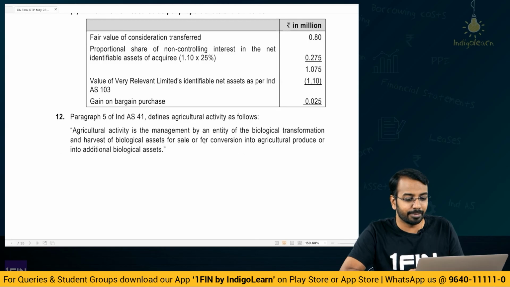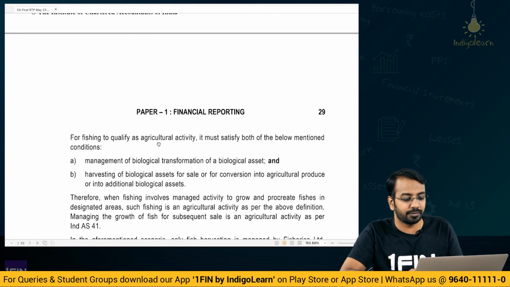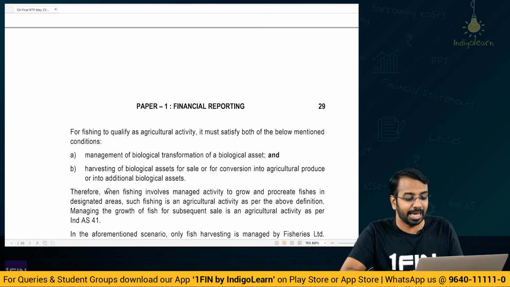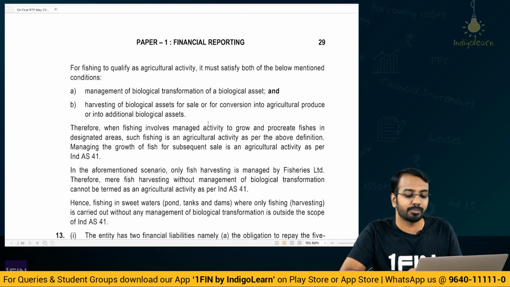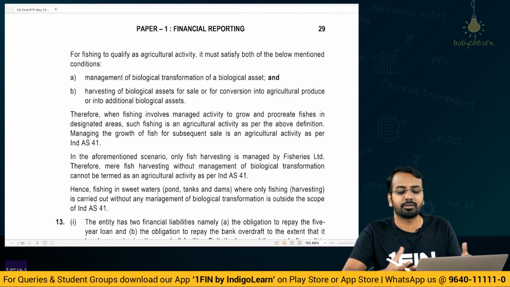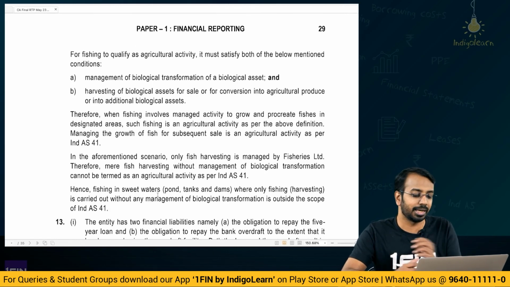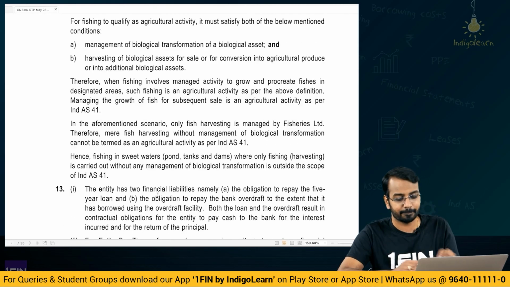So, here is the management by an entity of the biological transformation and harvest of biological asset for sale or conversion into agricultural produce or into additional biological assets. For fishing to qualify as agricultural activity, it must satisfy management of biological transformation and harvesting of biological asset for sale or conversion. When fishing involves managed activity, then it is agricultural activity. Here they are only doing harvesting. So, hence it is not an agricultural activity.